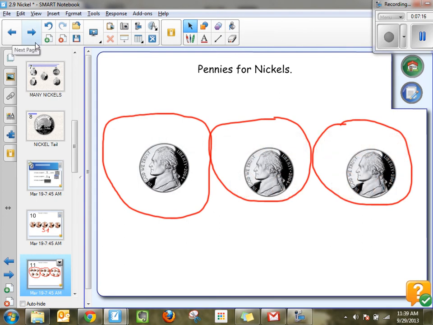Now that's how we can go through and trade pennies for nickels. And again, how many pennies, think in your head, how many pennies does it take to trade for 1 nickel? If you said 5, you're correct. Again, that's a very important number to remember, that 5 pennies is the same thing as just 1 nickel, because they're both worth 5 cents.